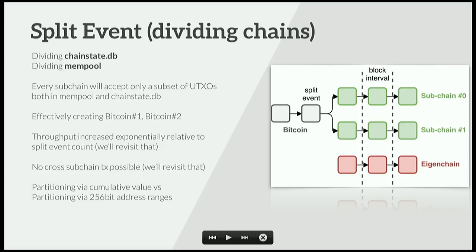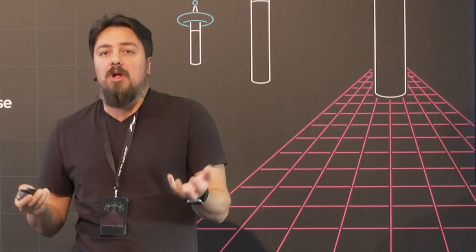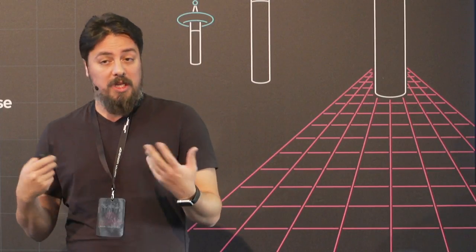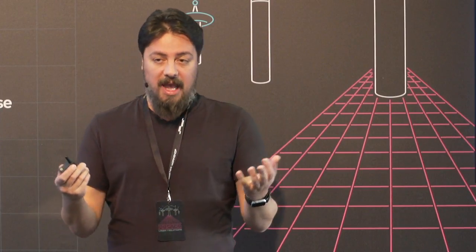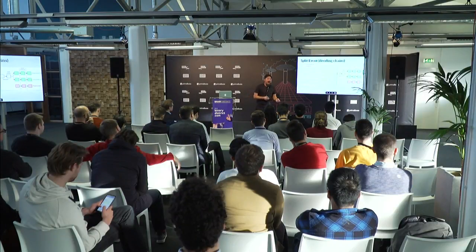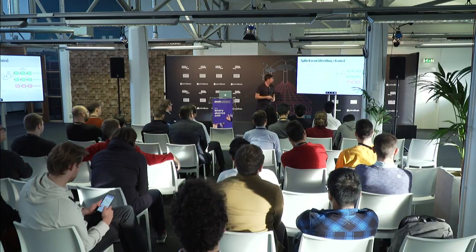So every subchain will accept only a subset of UTXOs, only a subset of transactions, and we effectively have chain state 1 DB, chain state 2 DB, and mempool 1 and mempool 2. So throughput will be increased because in one block interval, now you are able to create multiple blocks, and they will not clash with each other. They don't have to query anything to each other because UTXOs are already separated. So you have an account on all the subchains, effectively also.